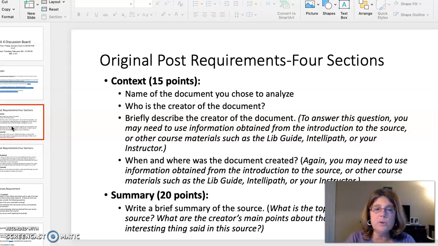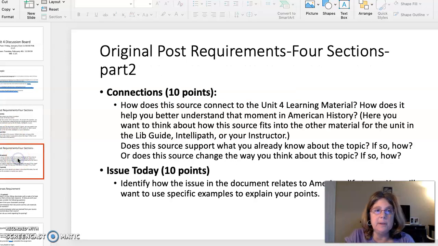Summary section is worth 20 points. Write a brief summary of the source. What's the topic or issue of the source? What are the creator's main points about the topic? And what is one interesting thing said in this source? That's the summary, worth 20 points. Again, very similar to Unit 2 DB.